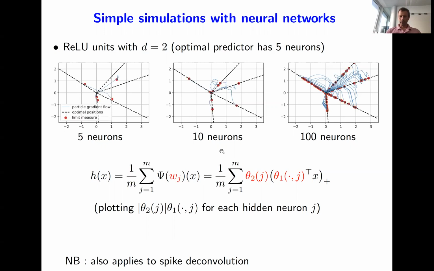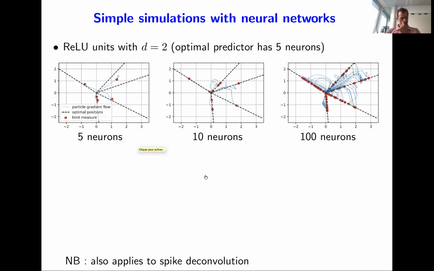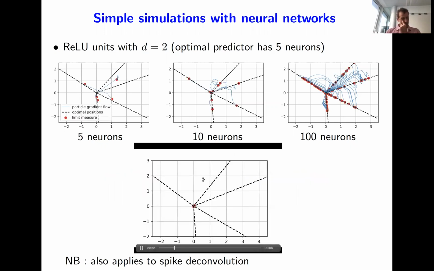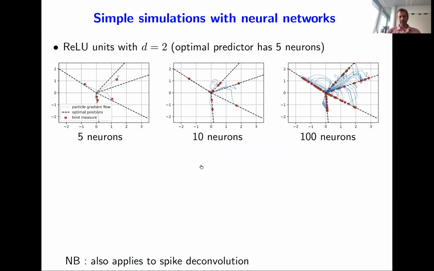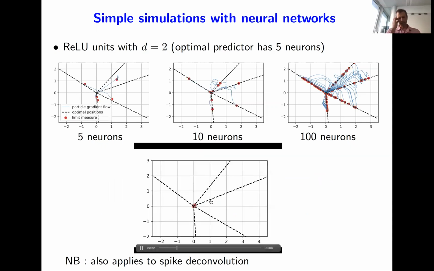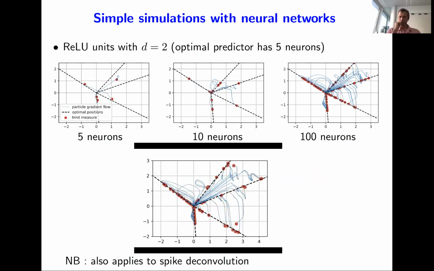I have a small video showing this for 100 neurons. So you start, and the neurons move in weird ways, and they end up converging. As you can see, the dynamic is very weird. Okay, so neurons move, but at the end they all end up converging.